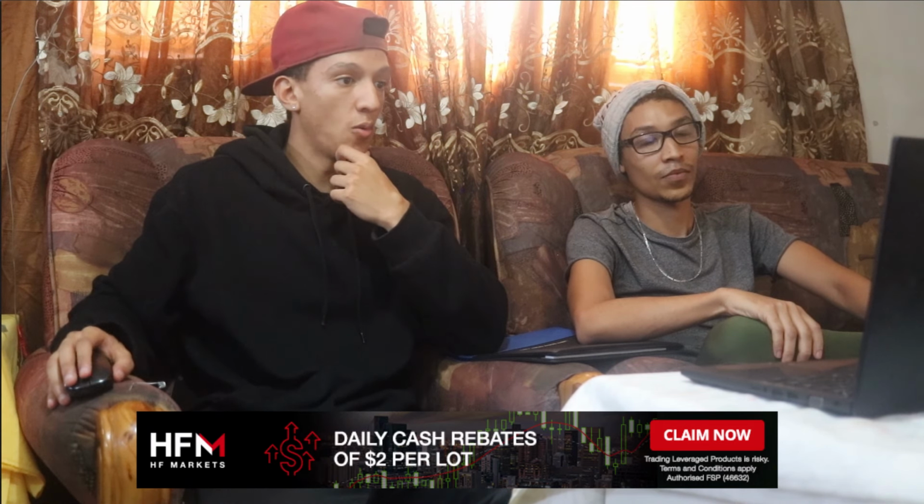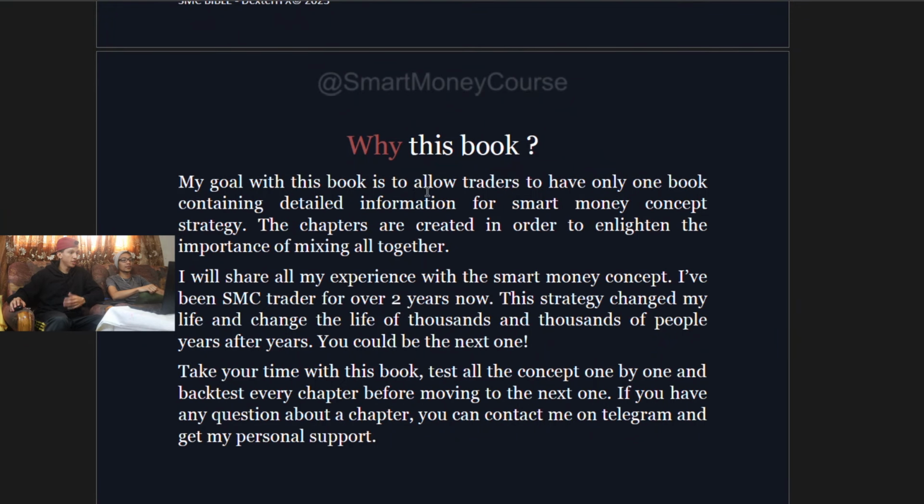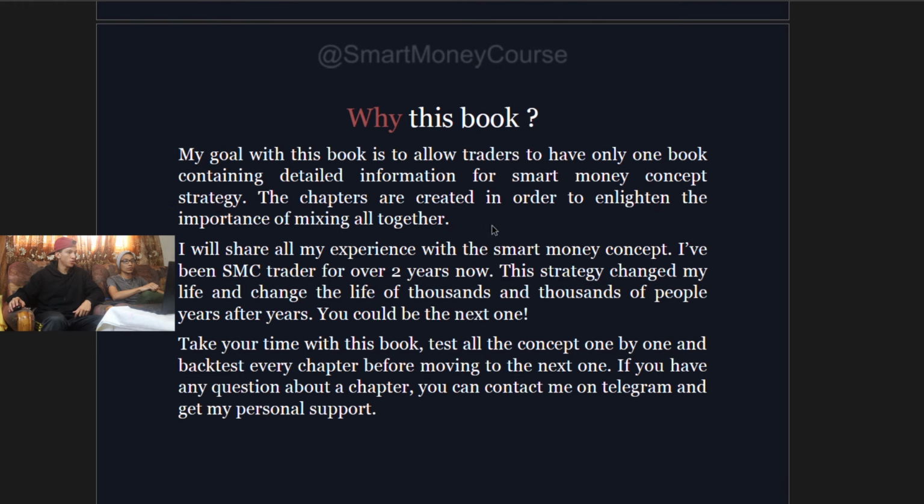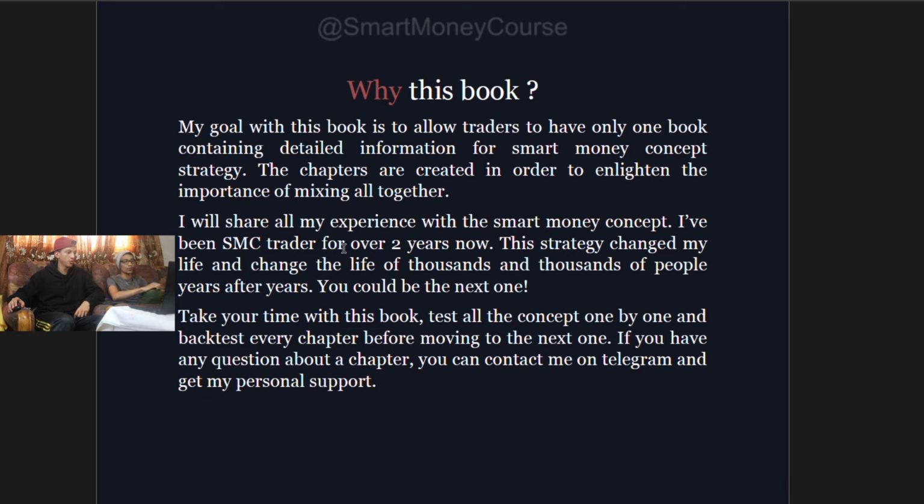So why this book? This is the information from the author of this book, so we'll just read it. Why this book? My goal, this is all the author's words. My goal with this book is to allow traders to have one book containing detailed information on the smart money concept strategy. The chapters are created in order to show the importance of mixing everything together. So all the chapters going forward will show you a mixture of things. I will share all my experience with smart money concepts.